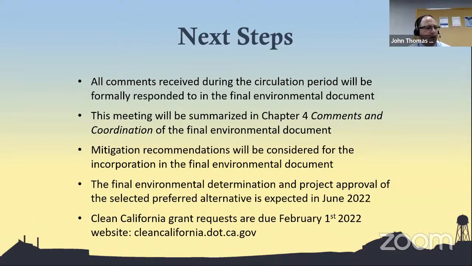Potentially we could set up more smaller scale meetings to get more mitigation ideas from you. We can incorporate those into the final environmental document. And then the final environmental determination of the project, we expect to have that by June 2022. That's when we'll release the document, published in the State Clearinghouse. And then I'll just end with, again, Clean California, that's coming up soon, and that is February 1st, 2022.